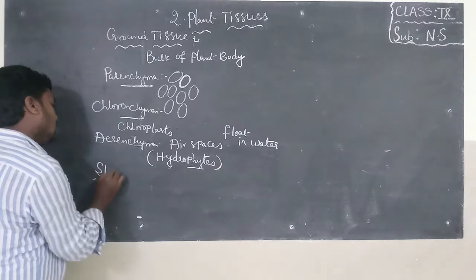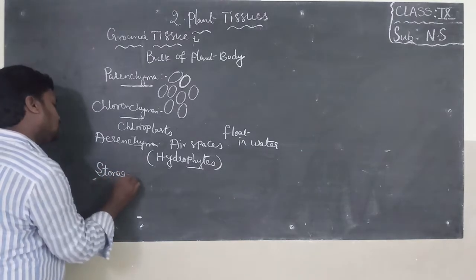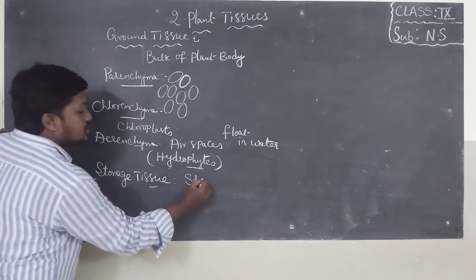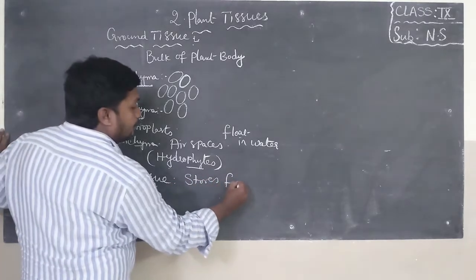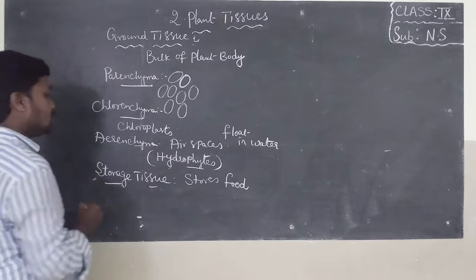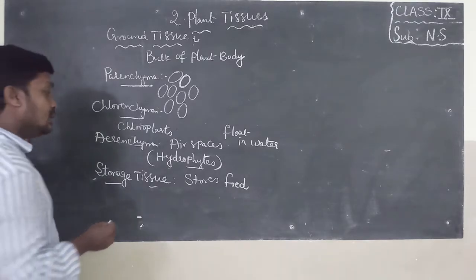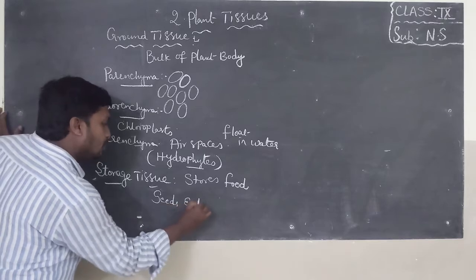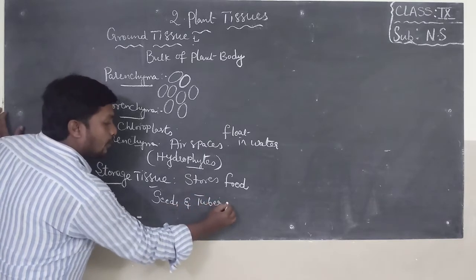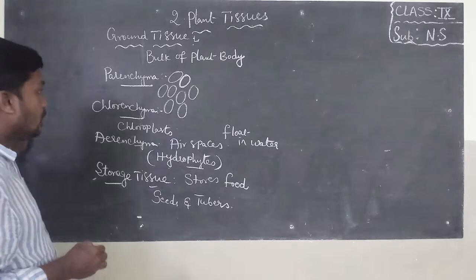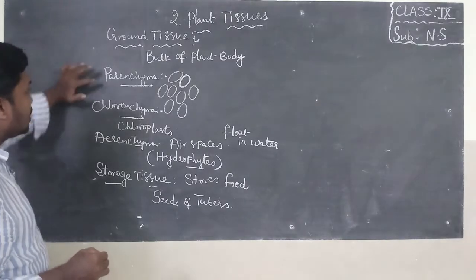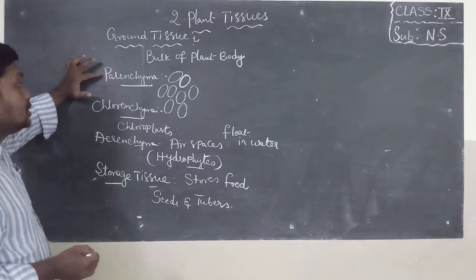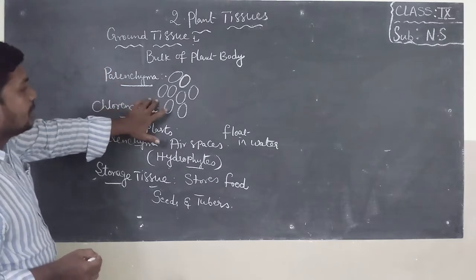Next one is storage tissue. The tissue which stores food material is called storage tissue. This tissue is present in seeds and tubers. Tubers means dumpal. So these are the three types of tissue present in parenchyma. Parenchyma cells are loosely packed.